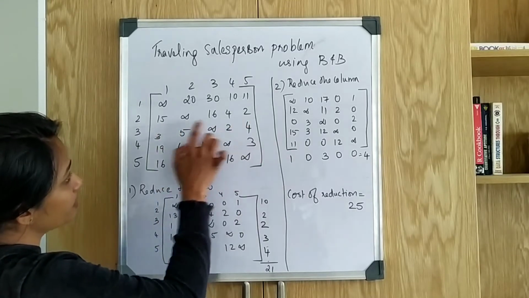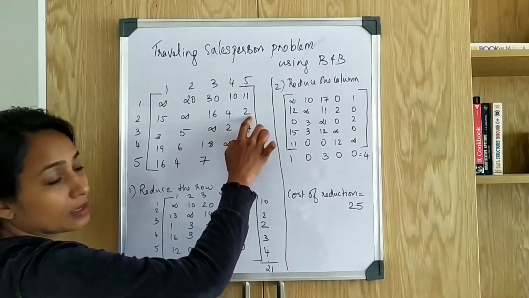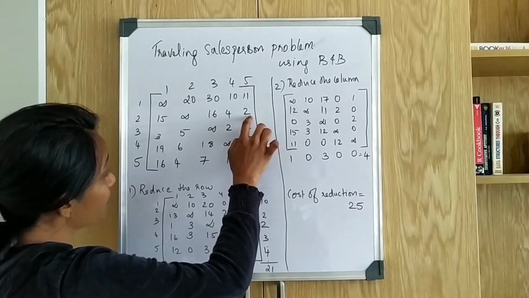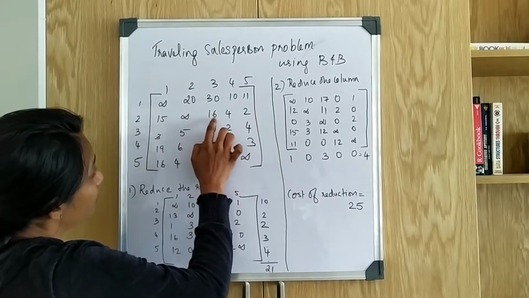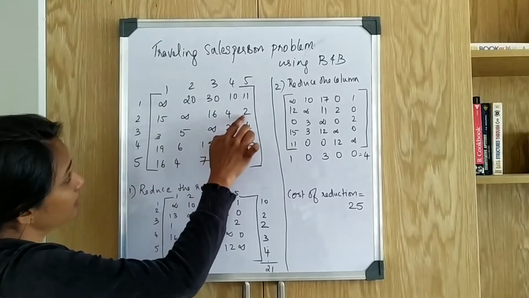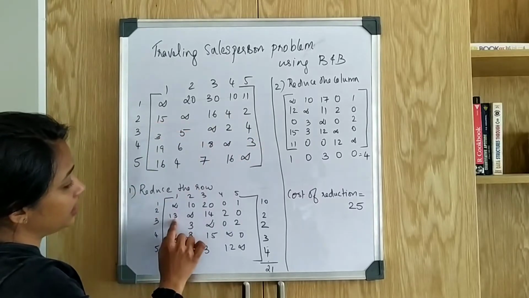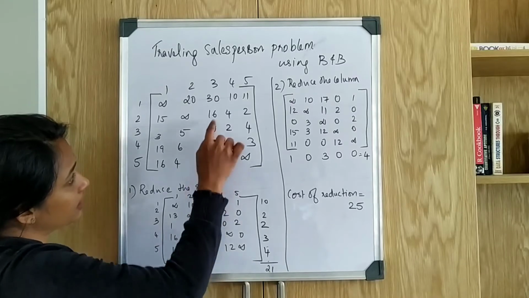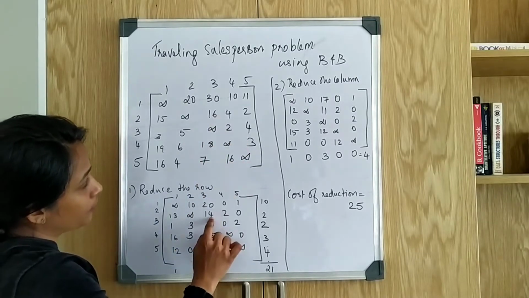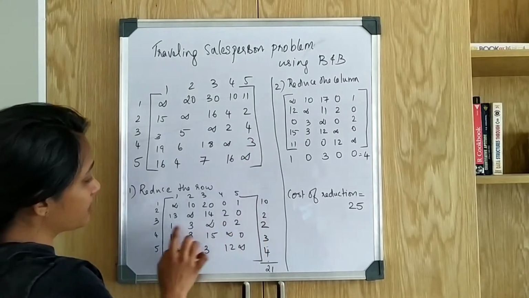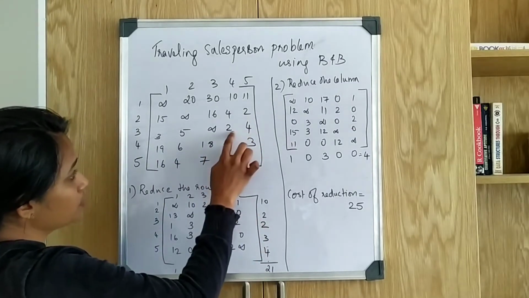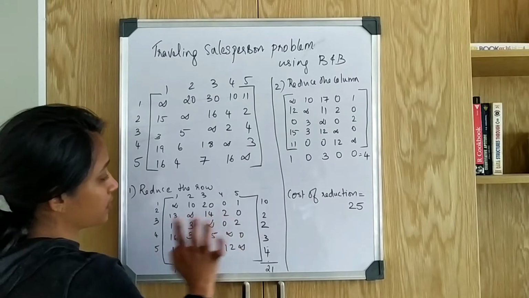Next row, which is the minimum in this? 2 is the minimum weight. So you're going to subtract 2 from each and every weight. So 15 minus 2 is 13, then you'll get infinity. 16 minus 2, you'll get 14. 4 minus 2, you're going to get 2, and 0. Next, the minimum cost is 2. Take 2 out and reduce it.